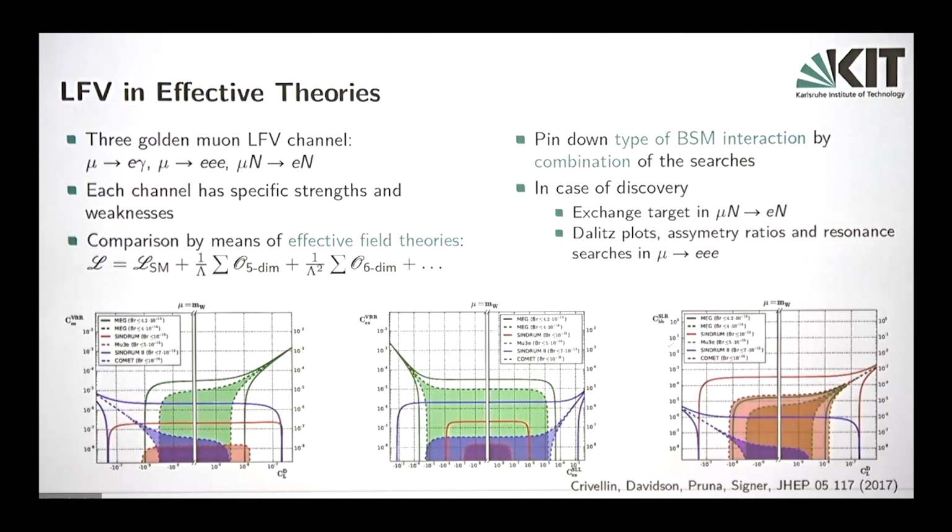So in the case of discovery, we have seen this in conversion. You can exchange the target, which is quite cumbersome, if I might say so. In Mu3e, you have it already in the data. You have some hints on the type of physics in the data. So you can do standard plots, asymmetry ratios, and you can search for resonances in e+e- or e+e+.